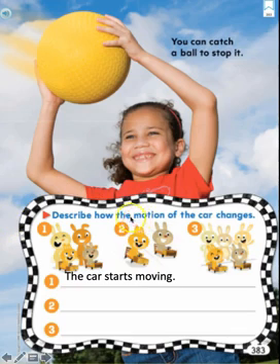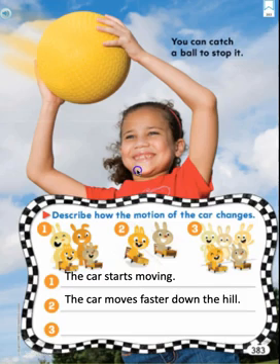Then in picture number 2, I want you to think, how is the movement changing? Are they going faster or slower? So in number 2, I notice they're going down a hill, and I can see these lines going past them. I think the car is moving faster down the hill. So you can pause your video to write, the car moves faster down the hill.